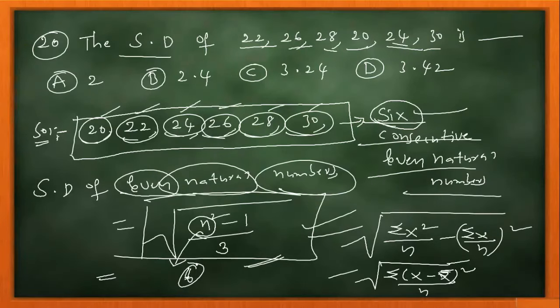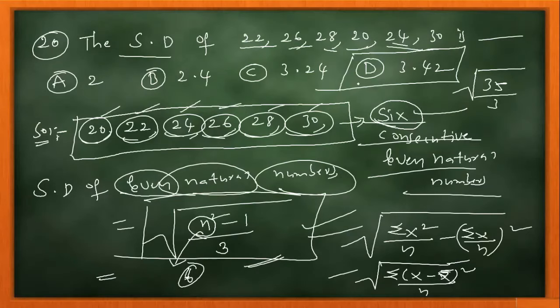So root of 35 by 3. Root of 35 by 3 is not a bad solution. Let's see. If you substitute n equals 6, 6 square is 36. 36 minus 1, 35, by 3 is correct. And option D, somebody says option D, Chandu. Chandu, you are good. Option D is absolutely correct. 3.42 is correct. See how to find this.